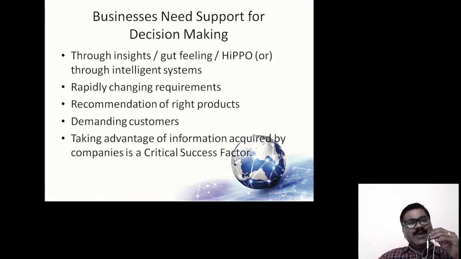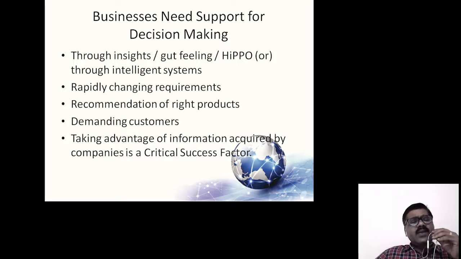Hippo system means, hope you know, or if not, please Google it and see. It is like the highest paid person's opinion. Normally, this hippo system means whenever you have a meeting and whenever top officials are seated there, the decision made by the person who is getting the highest salary will be taken for consideration. So that is called the hippo system. The other way, decision support can also happen through an intelligence system. This is where our role comes in. This is where the role of a management professional along with business intelligence comes in.